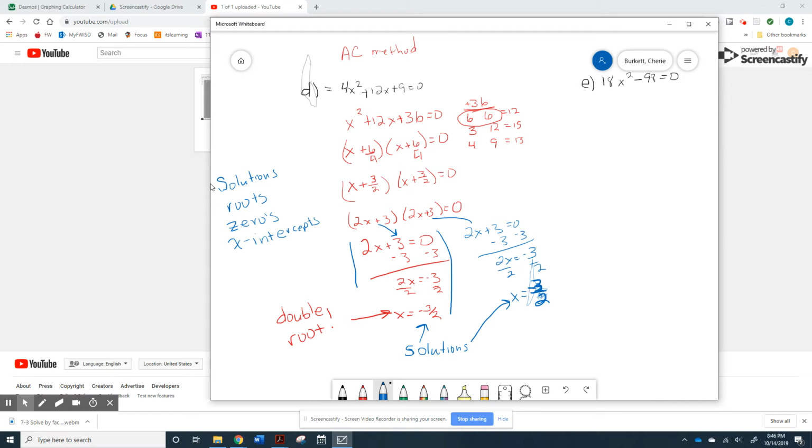Intercepts. These are all words that can describe what we just found right there. Solutions you get, roots is just another word. Zeros and x-intercepts. Zeros because the numbers that we just found, if we plug those numbers in this equation up here, it's what creates a zero. And you'll see in a minute that when you graph this on the graphing calculator or Desmos, this is where this graph is going to cross the x-axis.